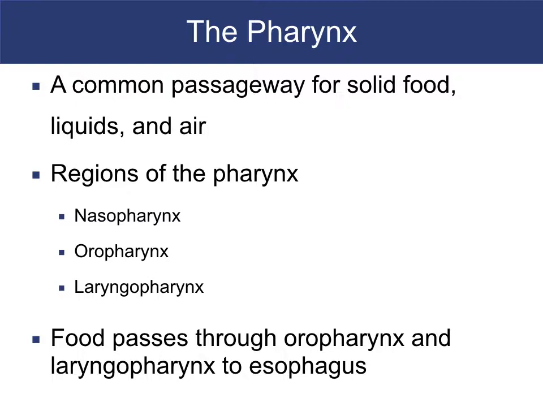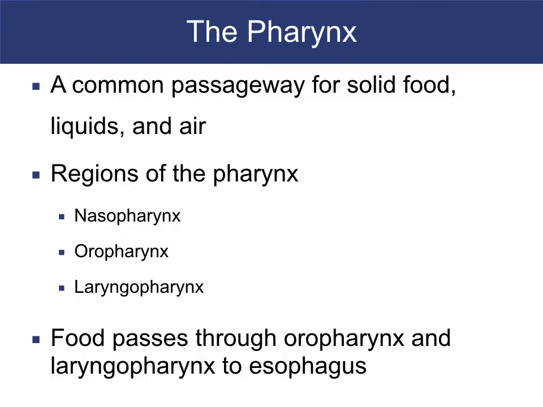And the way to remember the pharynx is simply that it's the common passageway for both food and for liquids and for air. So when things go down the wrong pipe, they've gone down the wrong pipe because the pharynx is a communal area where both systems, both your respiratory system and your digestive system, use it.